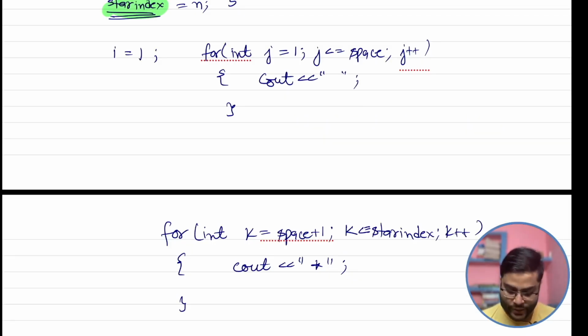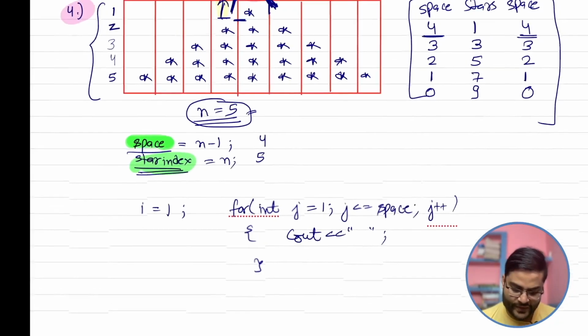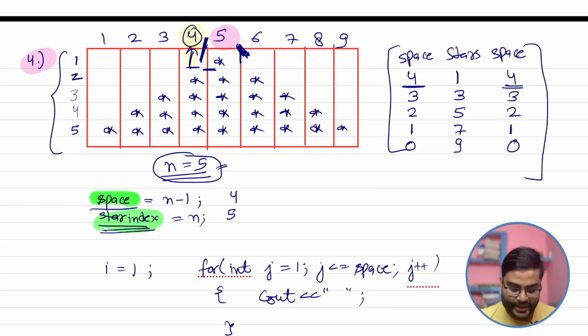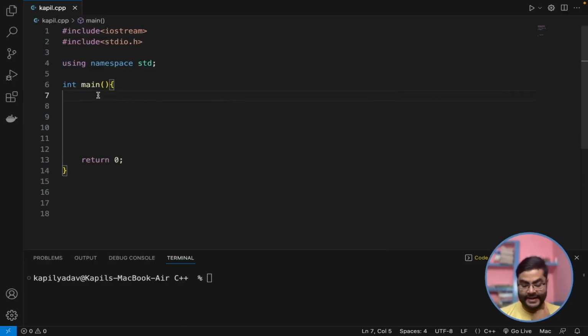If you enclose this code inside our outer loop, we will be able to print this pattern. So let's code it in our Visual Studio Code. Let's start writing our code.